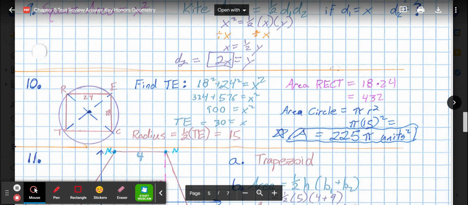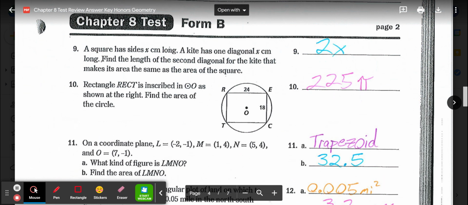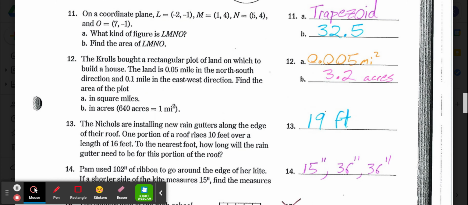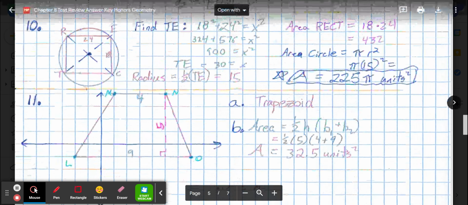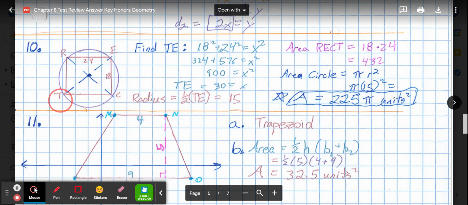Now, in our next problem here, number 10, we're dealing with a rectangle inscribed in a circle O. They want us to find the area of this circle. We know the measurements of the rectangle, one side's 24, one's 18. So what we need to do with that image is think about drawing in a diagonal. If it's TE or RC, doesn't matter. So if I drew in TE, I'm back to that right triangle where the hypotenuse is the length of TE, and my two legs are 24 and 18.